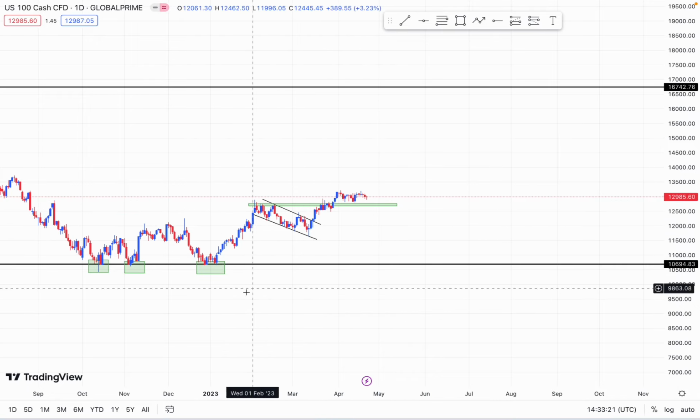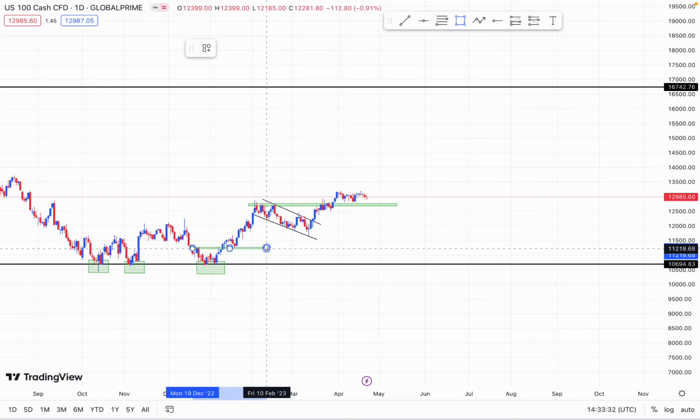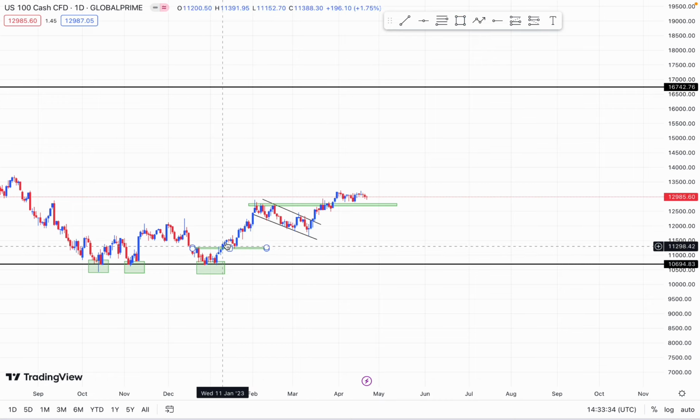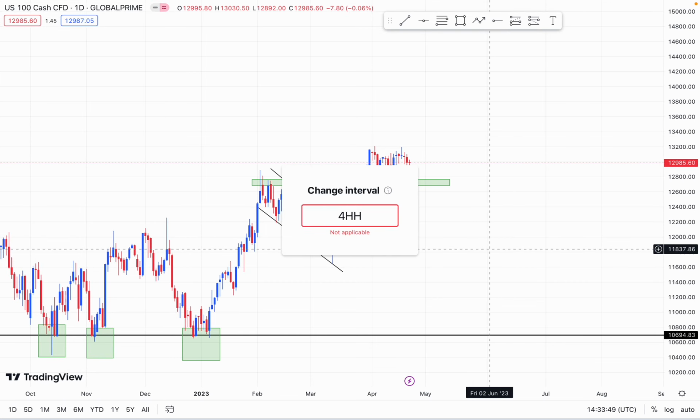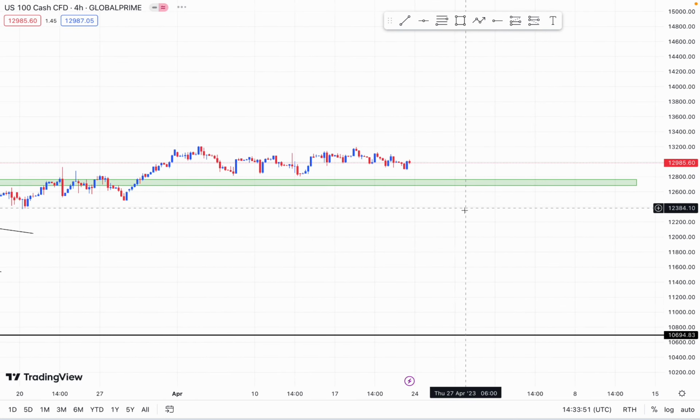For example, here, let me just mark it for you to see. As you can see, the market broke out, came back and retested the previous high and went up. So that's what we're gonna be looking for over here. So we don't look for entry points in the daily time frame. We have to go down, and you're gonna go down to H4 and see what we have.